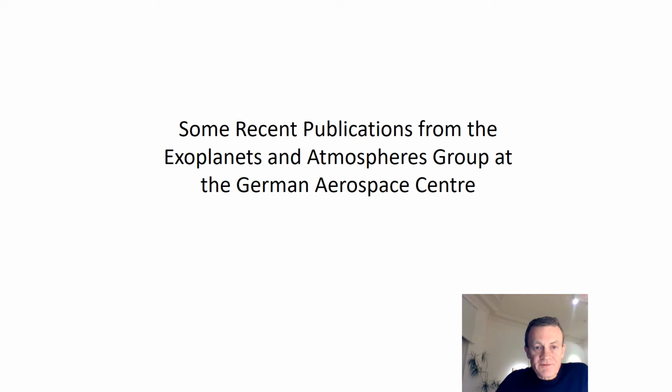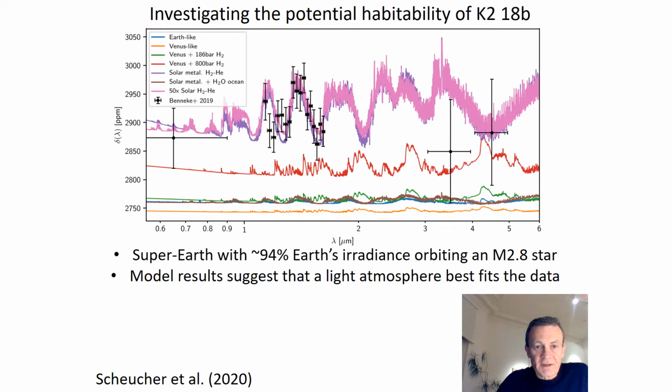So I'd like to show you briefly some recent works from the group that I work at in exoplanets and atmospheres at the German Aerospace Center. First of all, you see here, this is a study investigating the potential habitability of a very interesting super-Earth called K2-18b. So the black text at the bottom, this planet is a super-Earth, it receives 94% of Earth's incoming irradiance, and it orbits an M2.8 star.